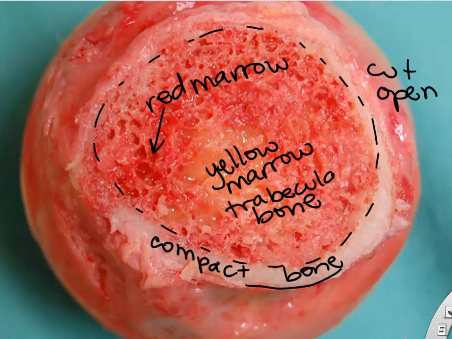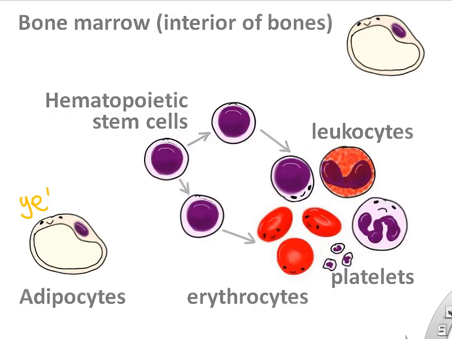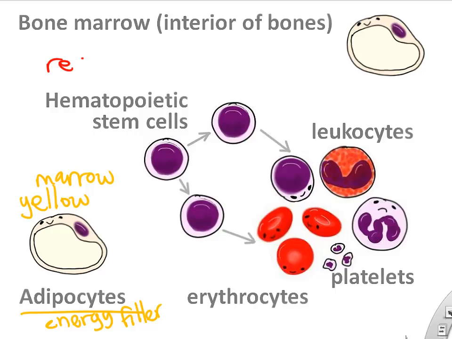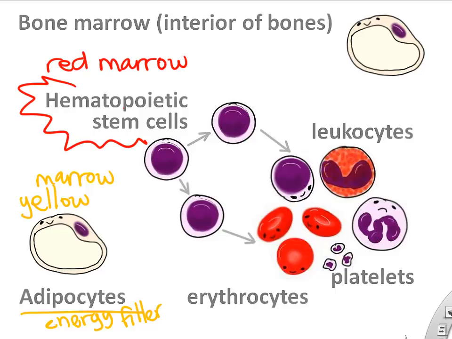There's usually an outer shell of compact bone and then an inner core of trabecular bone for these marrow spaces. And what's interesting about bone marrow is that in adults we have yellow bone marrow in certain places, filling our bones with adipocytes, kind of space filler, packaging some energy.